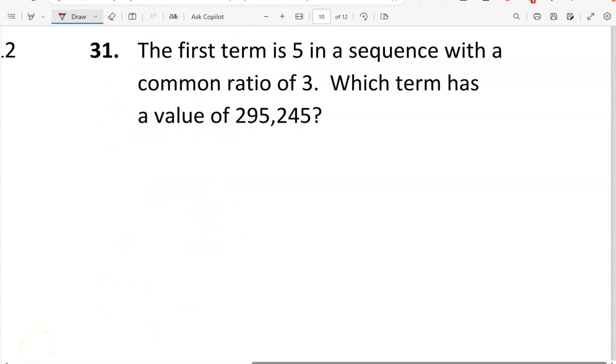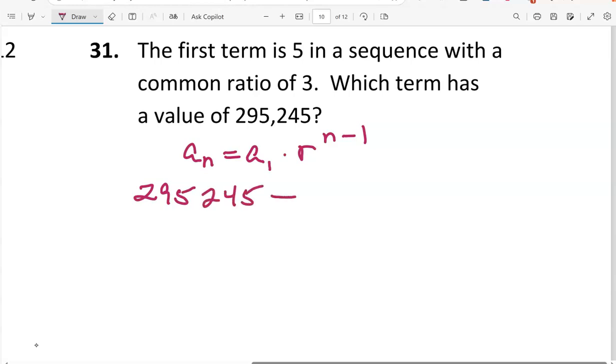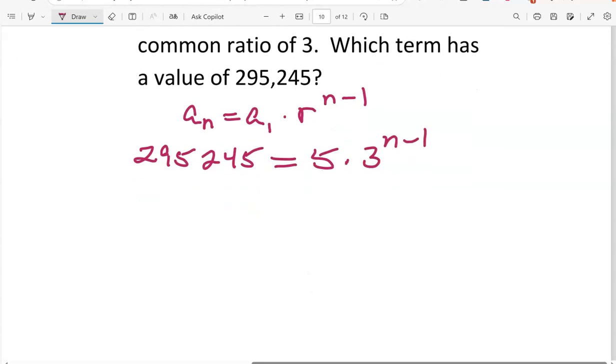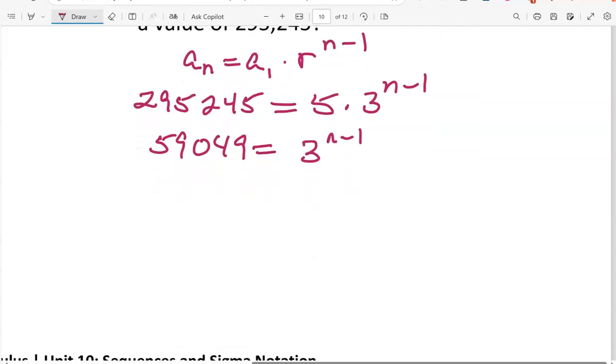In 31, the first term in a sequence is 5, and the common ratio is 3. Which term has a value of 295,245? So I'm going to use my formula for the nth term of a geometric sequence. The nth term this time is 295,245, and the first term is 5, and the common ratio is 3. We are just looking for the number of that term, or we're looking for n. So I'm going to start by dividing by 5, which gives us 59,049 equals 3 to the n minus 1.